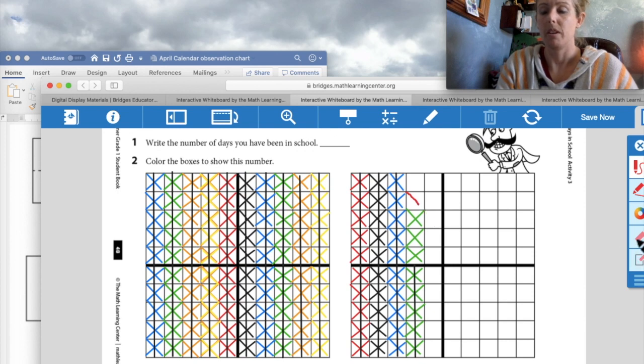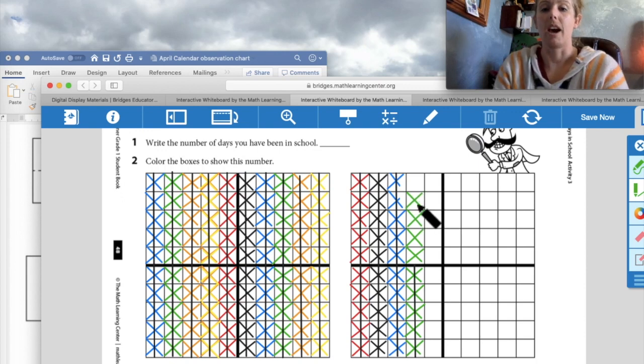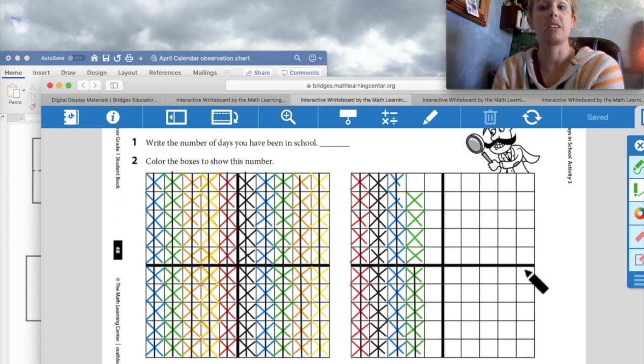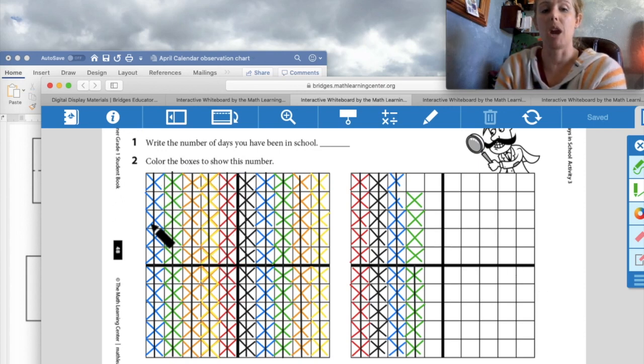Ooh, got red for some reason. Let's erase that. I want to get in green. And adding 1 more day. How many days have we been in school now? That is correct. We've been in school for 139 days.